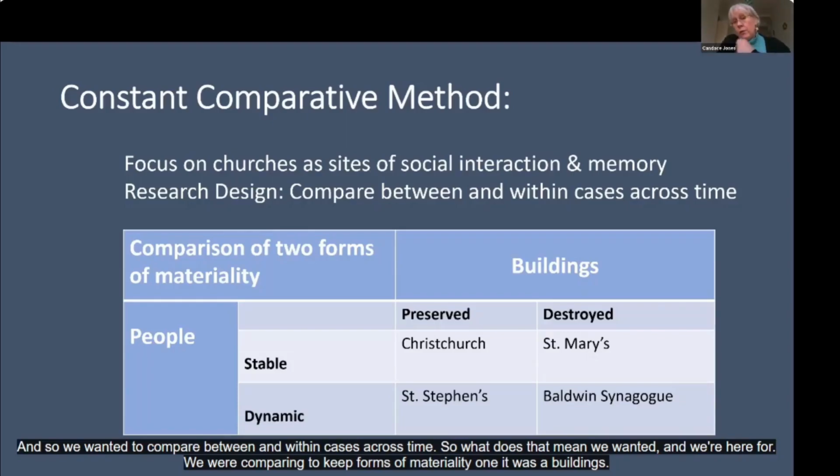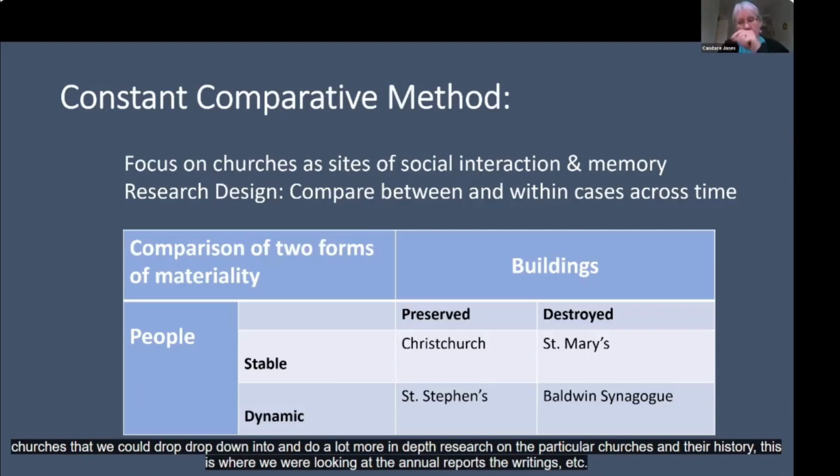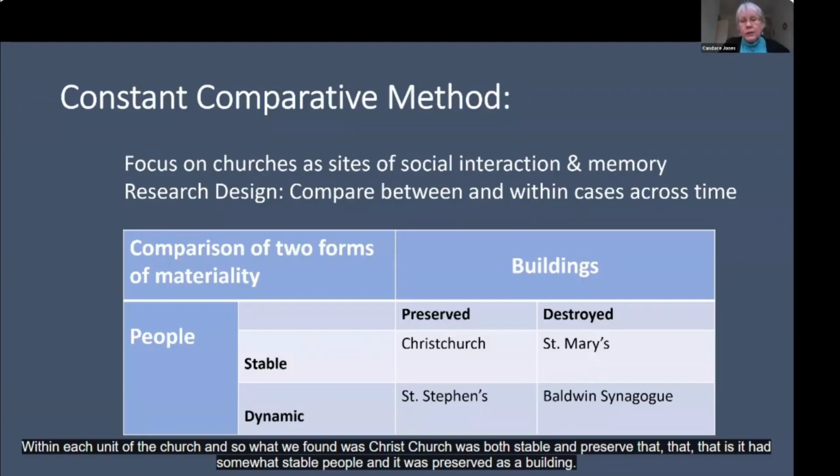We were comparing two key forms of materiality. One was the buildings. So was the building still existing, or had it been destroyed? So is it still present in the neighborhood, or was it just literally erased? And then with people, the groups that were stable and the groups that were dynamic. And then we compared them and identified churches that we could drop down into and do a lot more in-depth research on the particular churches and their history. This is where we were looking at the annual reports, the writings, etc., within each unit of the church.